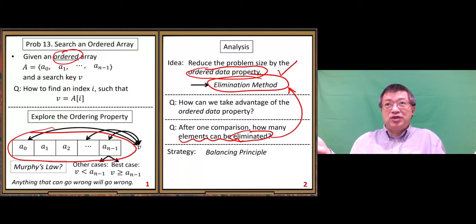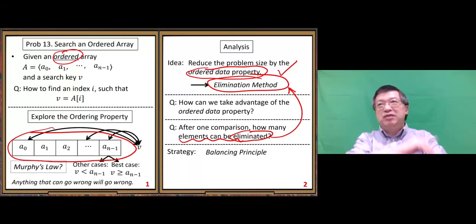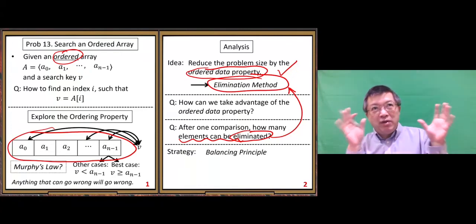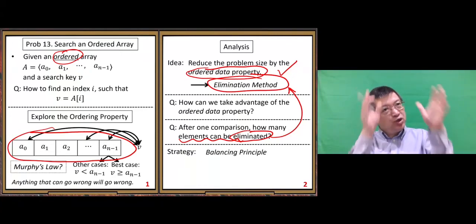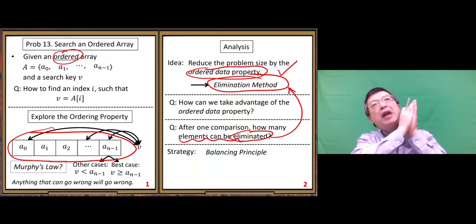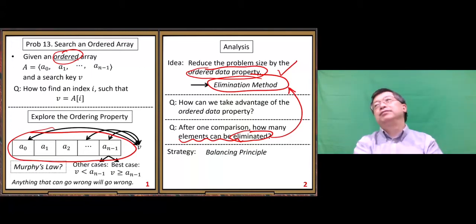A principle is something likely to give you a good solution, but still it's not a scientific law, so you cannot prove it. People summarize it from real world experience. If you follow this principle, you are very likely to get a good result. So that's the meaning of principle. So here, the balancing principle.